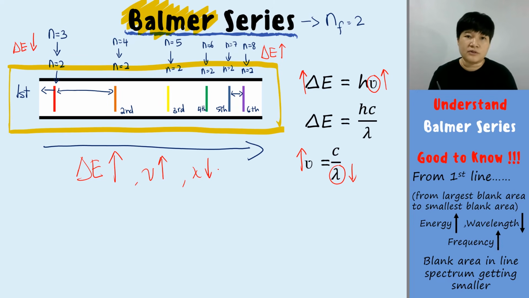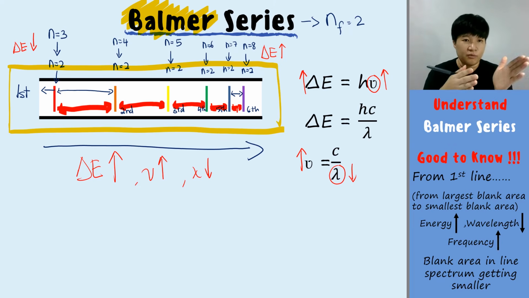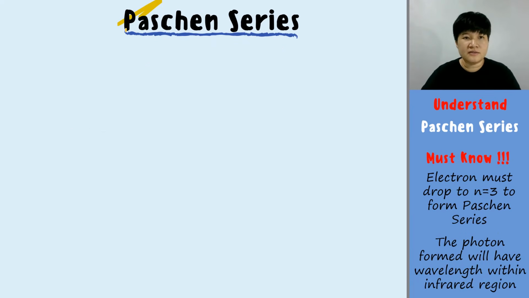What is most important is that you must be able to identify which is the first line by only looking at one thing: the gap between the lines. The bigger the gap, that is the first line. I hope you realize that the gap between each line will actually become closer as well. So obviously, the blank area in the line spectrum also gets smaller. Simple. So next, let's look at the Paschen series.